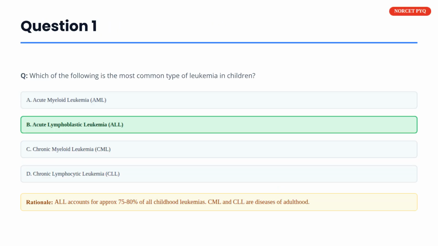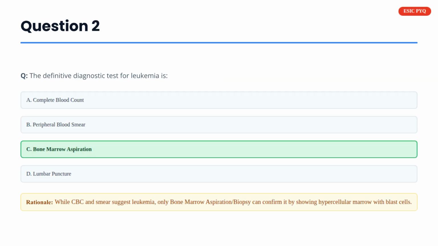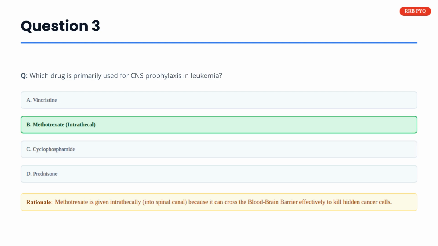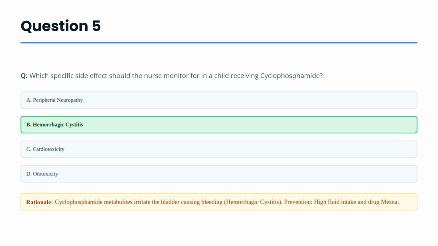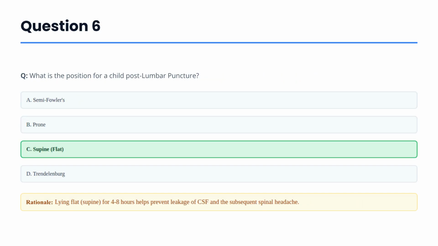Question 1. Which of the following is the most common type of leukemia in children? Question 2. The definitive diagnostic test for leukemia is. Question 3. Which drug is primarily used for CNS prophylaxis in leukemia? Question 4. A child with leukemia on chemotherapy has a temperature of 101 degrees Fahrenheit. What is the priority nursing action? Question 5. Which specific side effects should the nurse monitor for in a child receiving cyclophosphamide? Question 6. What is the position for a child post-lumbar puncture?